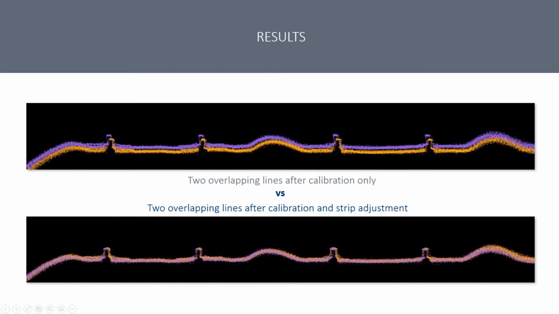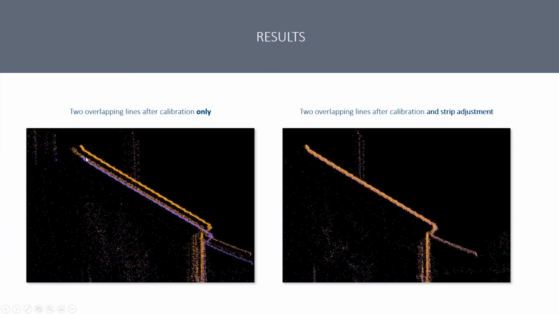So here you see one result after boresight calibration. In the upper picture, you see that even after this type of calibration, we see two lines where it should be one. So we use the strip adjustment algorithm and get one line out of both flight lines. In this data set, we had as well two lines after the calibration only, and used the strip adjustment to get a correct data set.